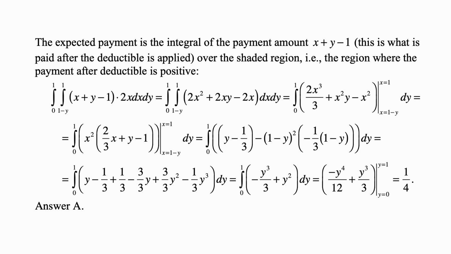And in this setup, we take the integral with respect to x first, from 1 minus y to 1, and then we take the integral with respect to y. So we multiply things out, and we get the integral from 0 to 1 of the integral from 1 minus y to 1 of 2x squared plus 2xy minus 2x. We integrate this with respect to x, and we get 2/3 x cubed plus x squared y minus x squared, and we evaluate it from x equal to 1 minus y to x equal to 1. And then after we evaluate it, we'll take the integral from 0 to 1 with respect to y.